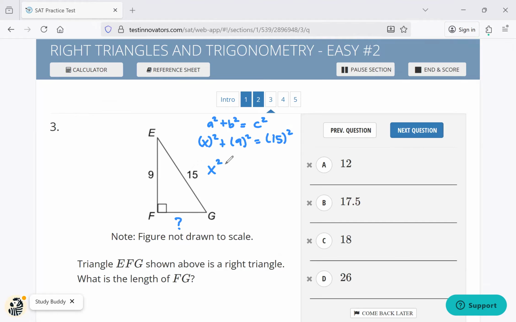So it's x squared plus 9 squared is 81. And then 15 squared is 225. Subtract 81 from both sides. So you get x squared equals 225 minus 81, which is 144. Okay, take the square root of both sides. X equals 12.